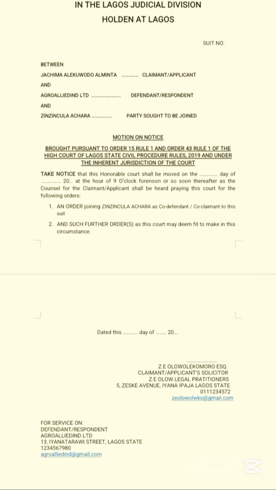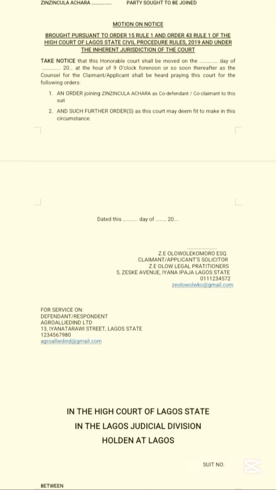Then if there's a need for substituted service, another application will be made to the court for substituted service. If the court grants it, then they can serve them via their mail. Now, after that, you write the address of the defendant respondent. That's the person you are serving it to. Do you get what I'm trying to say? Then you write the address and every other piece of information as seen here.